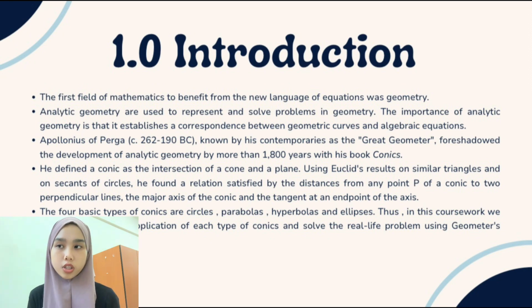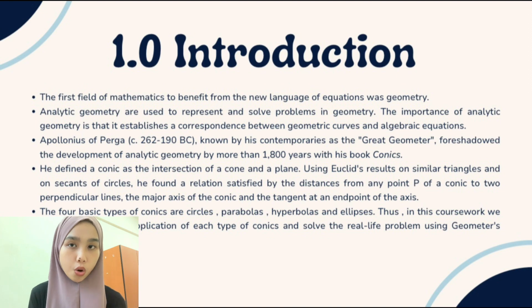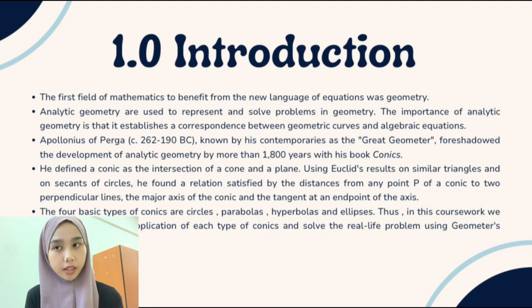According to Apollonius of Perga, known by his contemporaries as the Great Geometer, he foreshadowed the development of analytic geometry by more than 1,800 years with his book Conics. He defined a conic as the intersection of a cone and a plane.